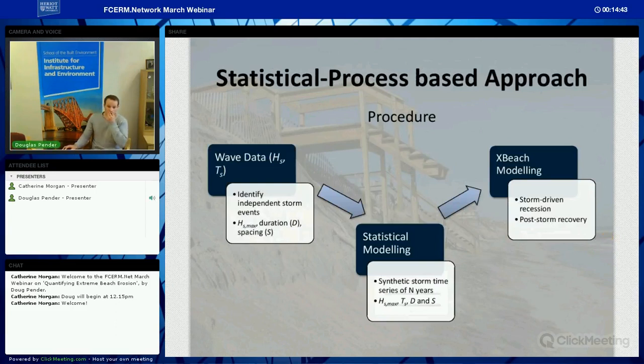So the next step was what we did at the University of Glasgow, and it's a statistical process-based approach. It's using the exact same statistical model as the group in Australia did. So you use the wave data time series and the same statistical modelling techniques to generate a storm climate of however long you want. But then what we tried to do was use a fully process-based numerical model to make these predictions. So rather than using an empirical technique that just gave you a volume, we used the XBeach model to hopefully give a fuller representation of how the beach actually changes during these time series.